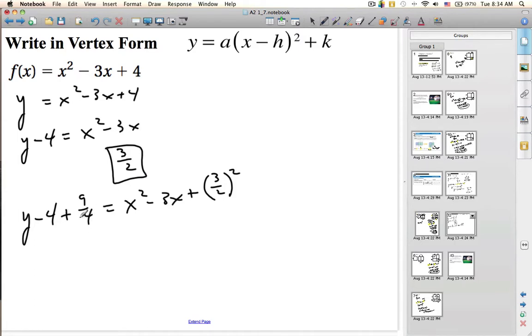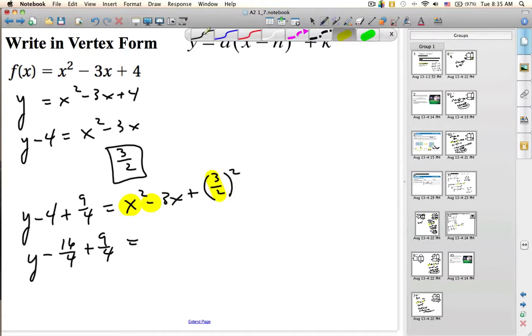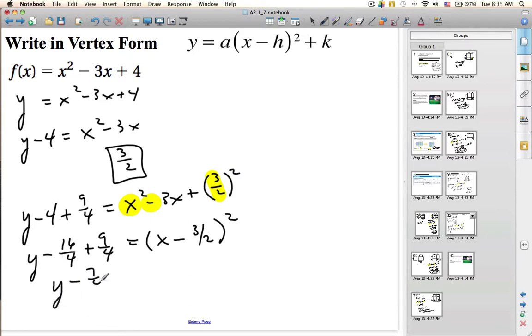I want common denominators of 4, so this is going to be y minus 16/4 plus 9/4. It's going to be equal to a binomial squared, the x, the minus sign, and the 3/2. Okay, so I'll have x minus 3/2 squared. Now, when I simplify over here, negative 16 plus 9 is minus 7/4. And when I add 7/4 to either side, I'll be in vertex form.